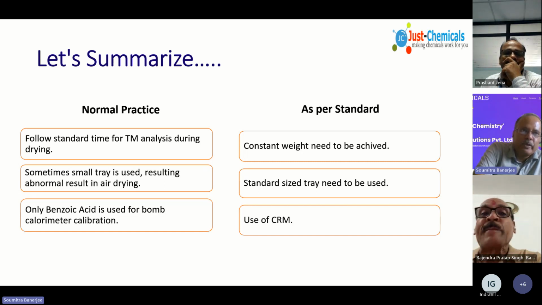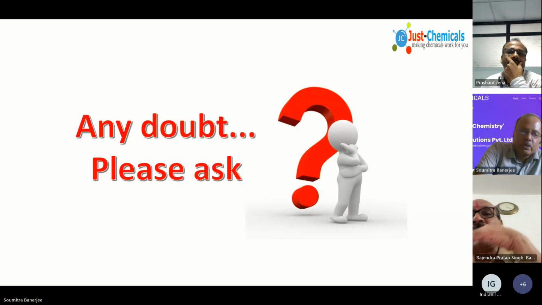In General Stainless Limited, we had a similar problem: they were not going down to the constant weight method. We went into the constant weight method and they improved their boiler efficiency particularly and their heat rates as well. Sometimes small trays are used, resulting in abnormal results in air drying. A standard size tray needs to be used. And as a normal practice, only benzoic acid is used for bomb calorimeter calibration. We need to use CRM, and Indranil will talk about the CRM more.